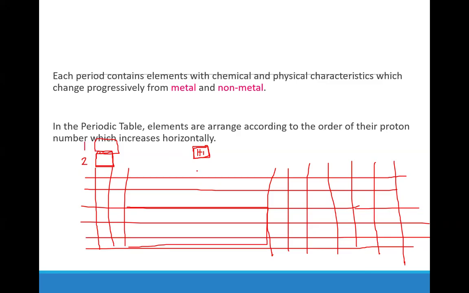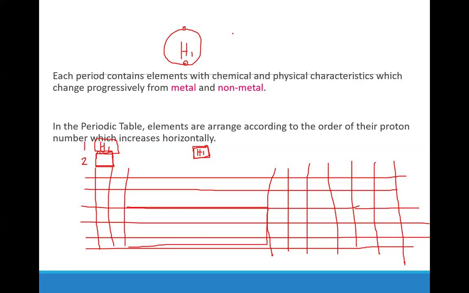Okay, perfect. So the period number tells you the number of occupied shells, that is, the number of shells which are occupied by the electrons in that element. So for example, hydrogen belongs to the first period. That means hydrogen has one electron. It's H1, so it only occupies one shell.